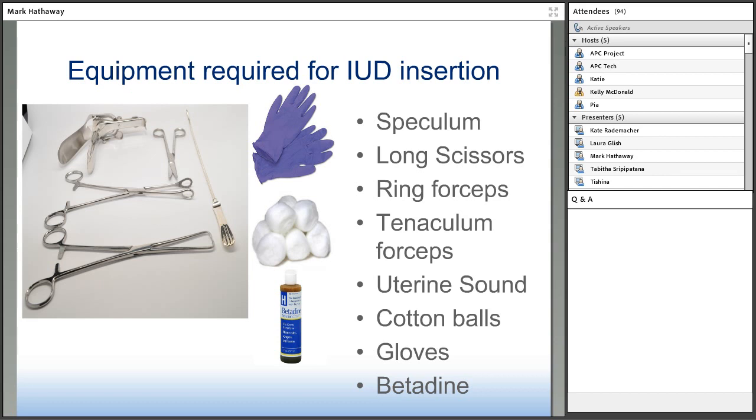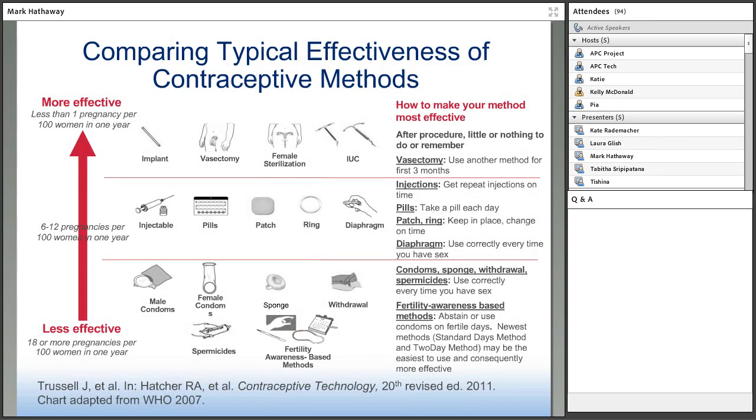There's a ring forceps in the middle there that's used with a cotton swab or a gauze and some betadine or hibiclens to clean off the cervix. And then there's a single-tooth tenaculum depicted at the bottom to grasp the cervix to hold it while placing the IUD. And then there's a sound used to measure the depth of the uterus.